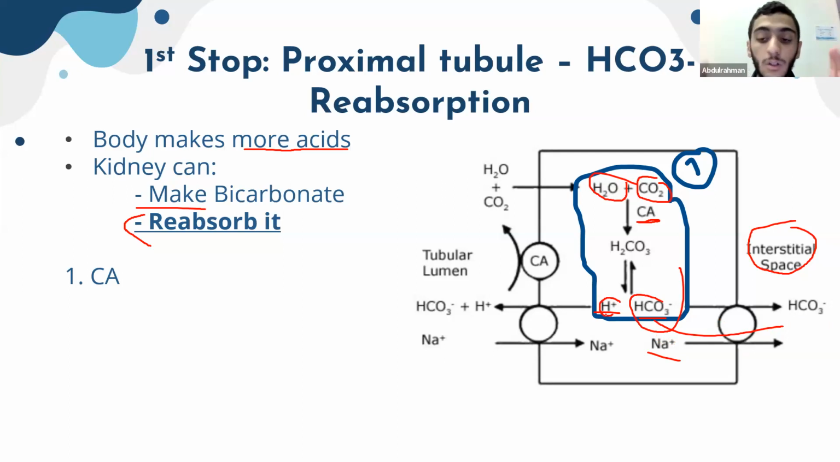Tamam? Okay, so we sent out the bicarbonate. Now we have an H plus that remains. Do we want to send H plus also to the already acidic body? No. We need to get rid of this H plus and change it with the bicarbonate that has been secreted by the glomerulus. Tamam? So this bicarbonate here was the one that the glomerulus filtered.